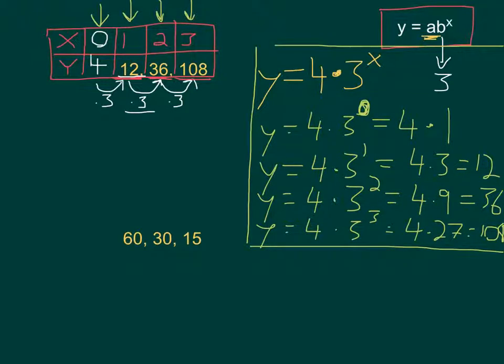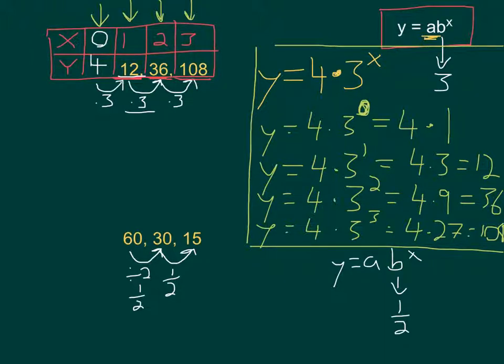For the second problem, I've got to figure out how do I get from 60 to 30. In this case, I either divide by 2 or I multiply by a half. It's the same thing. So in y equals a times b to the x, I know that my b is going to be 1/2.